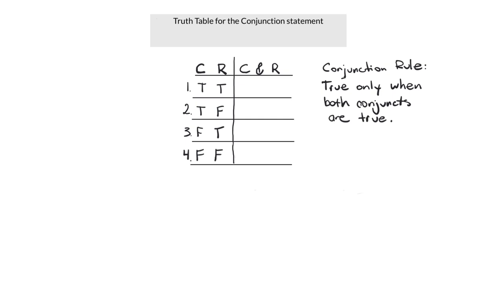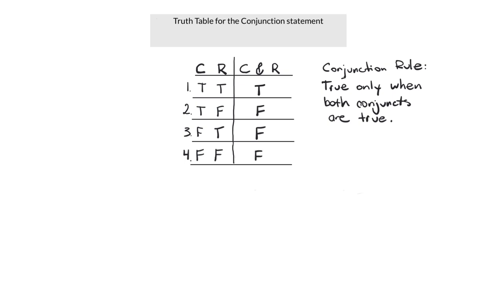So using our rule here, we can determine the truth value for this conjunction. The conjunction rule says it's true only when both conjuncts are true. Well, here in row 1, C is true and R is true. So the conjunction is true. In row 2, where C is true and R is false, well, that doesn't fit the rule, so it's false. Row 3, when C is false and R is true, we know that that's false. And then row 4, when they're both false, the conjunction is false.